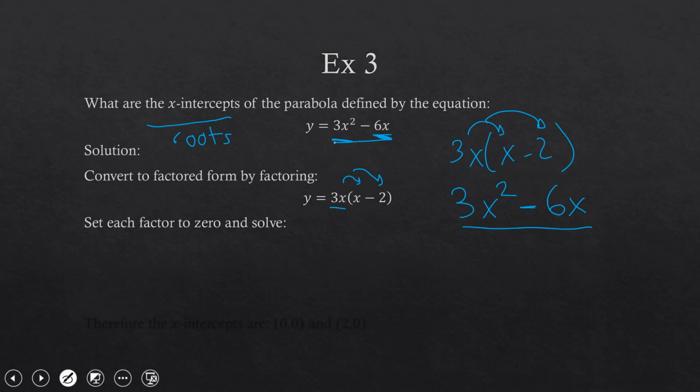So to find the x-intercepts or the roots, we're interested in what will make each of these factors equal to 0. What x value is going to make these factors equal 0?